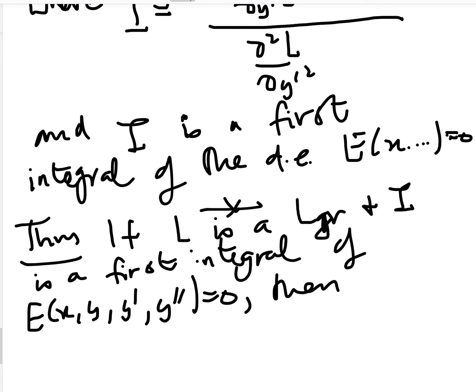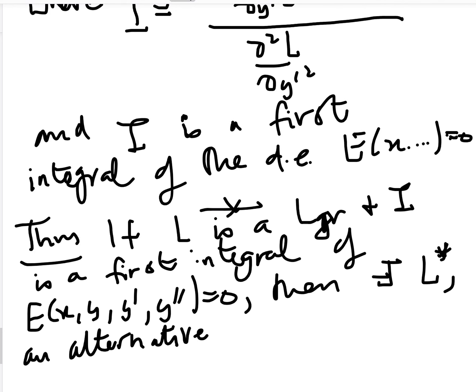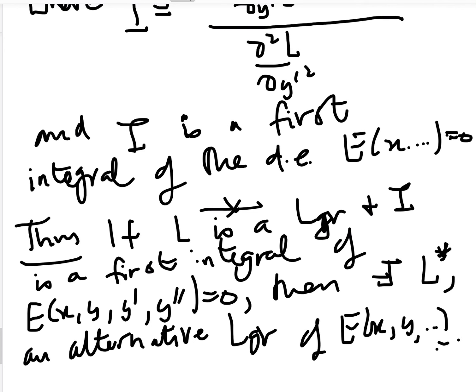we can construct an alternative Lagrangian. Then there exists L star, say, an alternative Lagrangian to the same equation. So you can construct new Lagrangians, an alternative Lagrangian of the same equation. So the whole idea here is, in the second theorem, that if you have a Lagrangian, if you have a first integral, you can construct a new Lagrangian, and so on and so on.